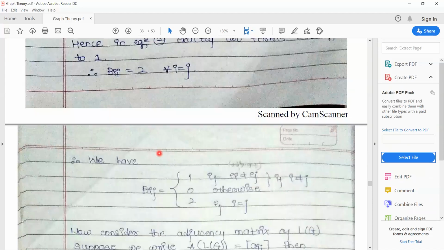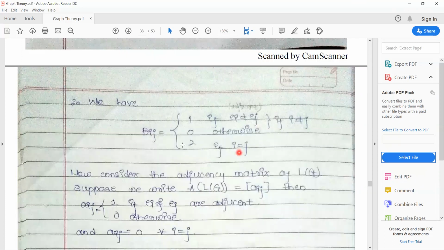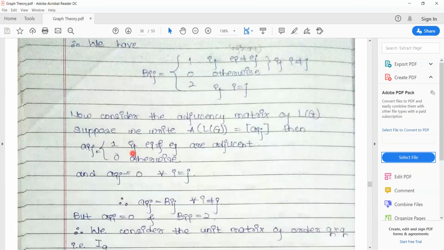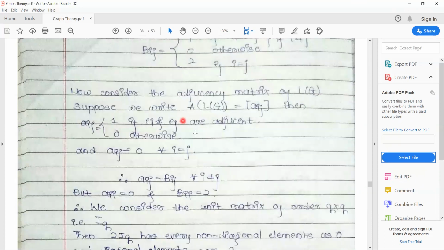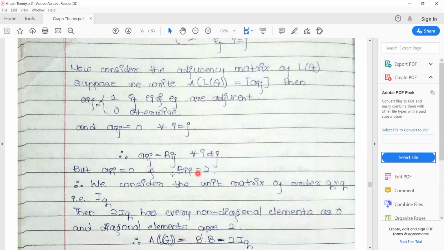So what we have here is b_ij equal to 1 if e_i and e_j are adjacent, and 0 otherwise, for i not equal to j. Whenever i equals j, in that case we are getting 2. Now a_ij is 1 if e_i and e_j are adjacent, and 0 otherwise, and a_ij equals 0 for i equal to j. So for i not equal to j, a_ij equals b_ij, but a_ii equals 0 and b_ii equals 2.